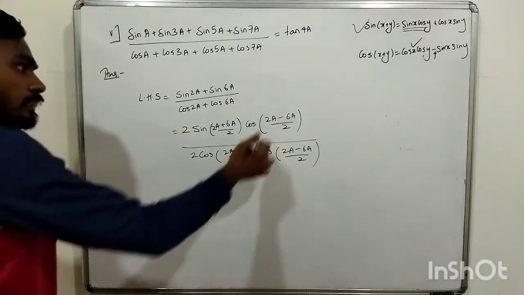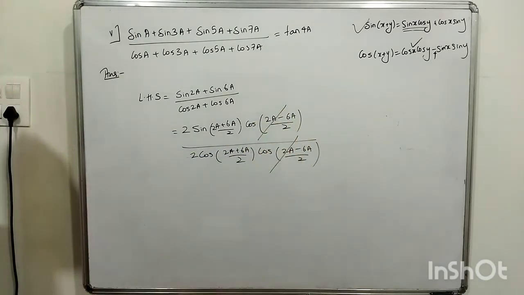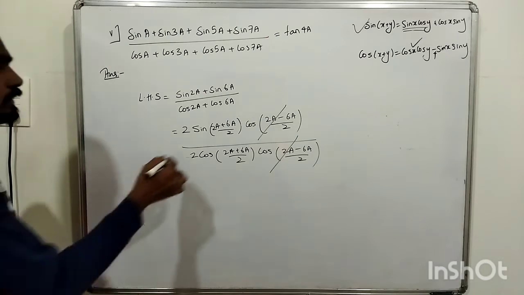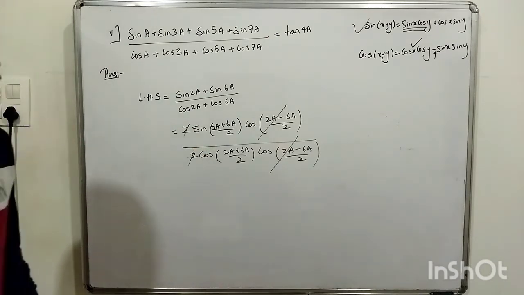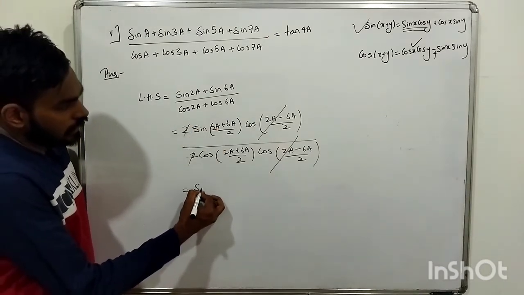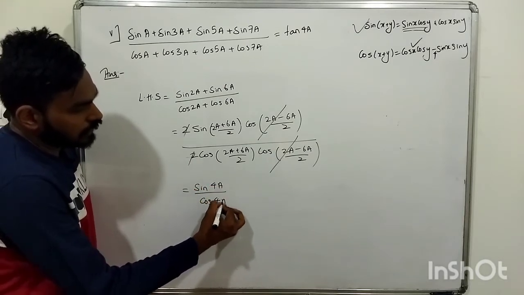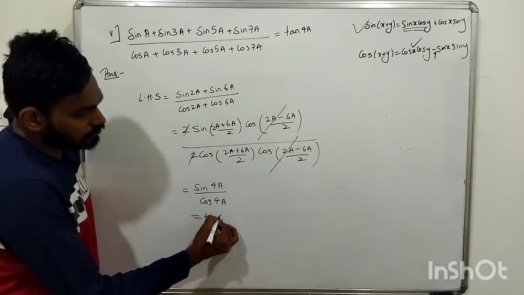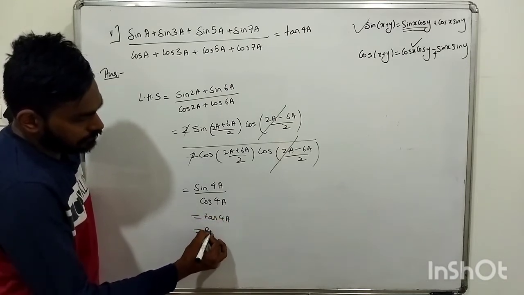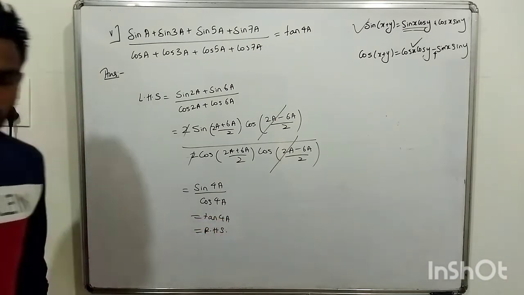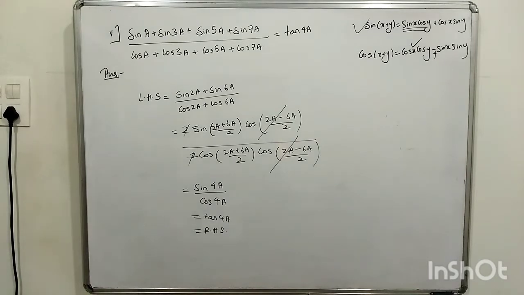Now here we can cancel this with this directly, and this with this also. So what remains is sin 8A upon 2, which is sin 4A, and cos 8A upon 2, which is cos 4A, giving tan 4A, which is equal to RHS. Hence we have proved this also. Next we'll do some defactorization formulae. So this you have understood.